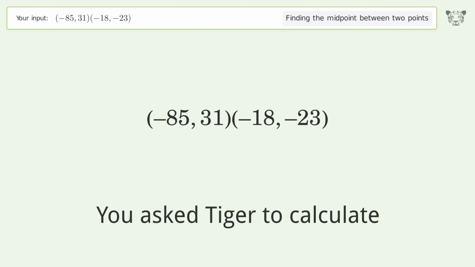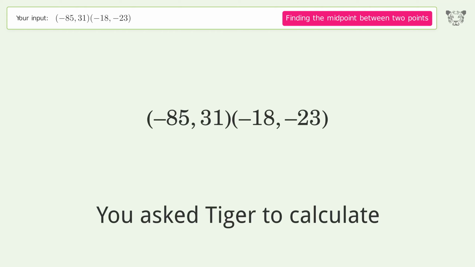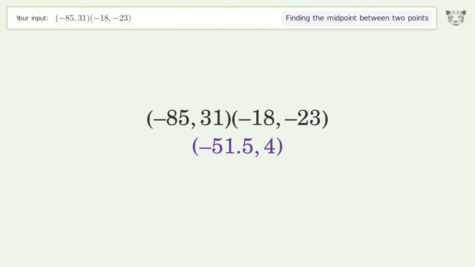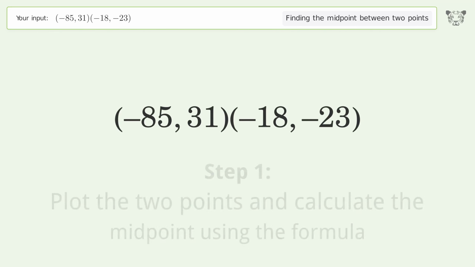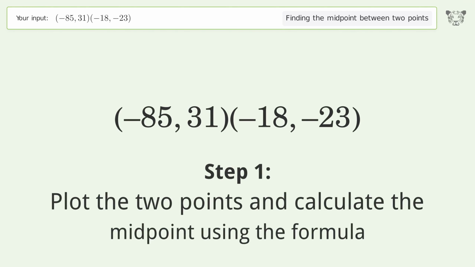You ask Tiger to calculate. This deals with finding the midpoint between 2 points. The midpoint between the 2 points is negative 51.54. Let's solve it step by step. Plot the 2 points and calculate the midpoint using the formula.